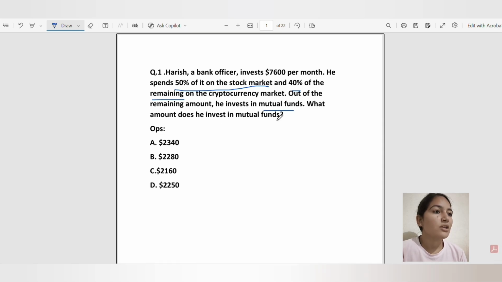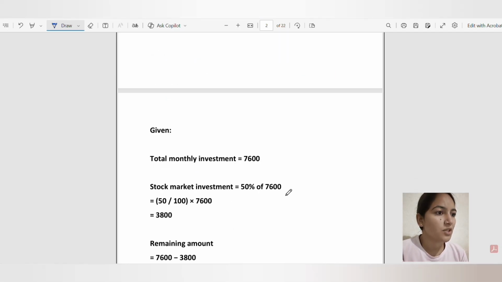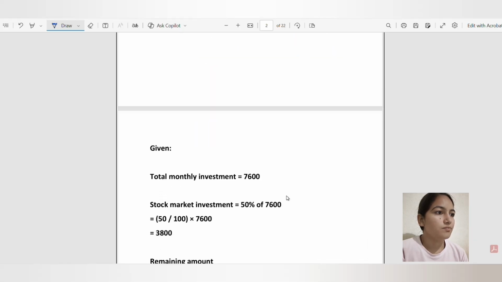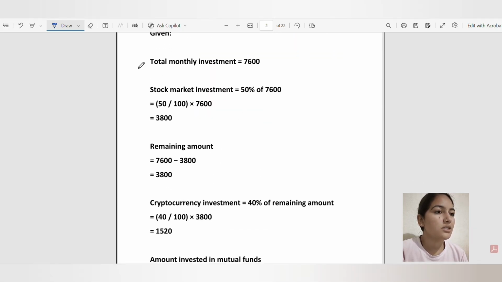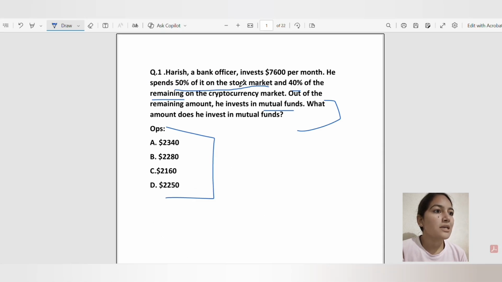And what amount does he invest in mutual funds? We have to find out the amount he invests in mutual funds. These are the options, and we have to choose the answer from these options. In the exam as well, you will have options for every question. This is the given data. In the question we already have his monthly investment, 7,600, out of which he invests 50% on the stock market.